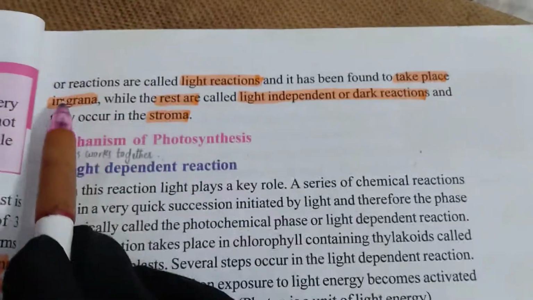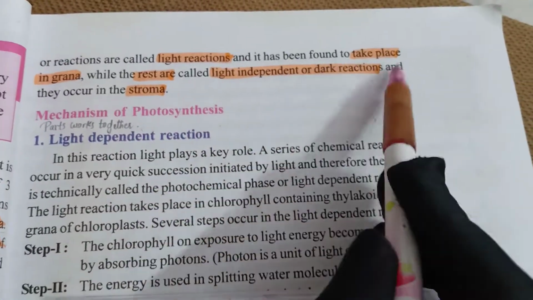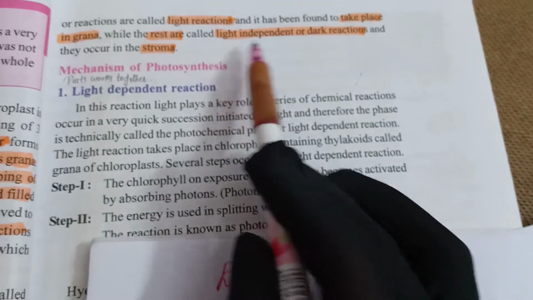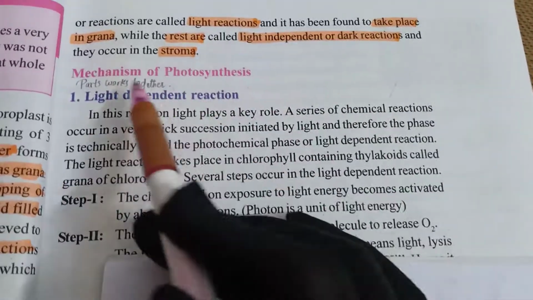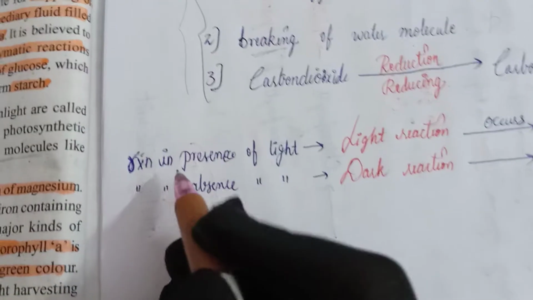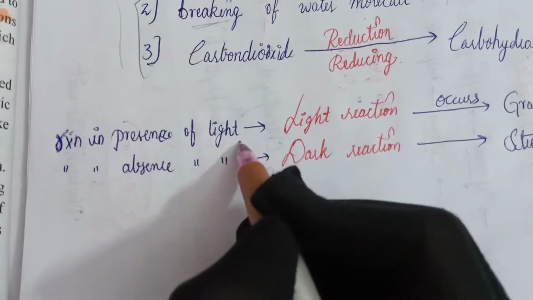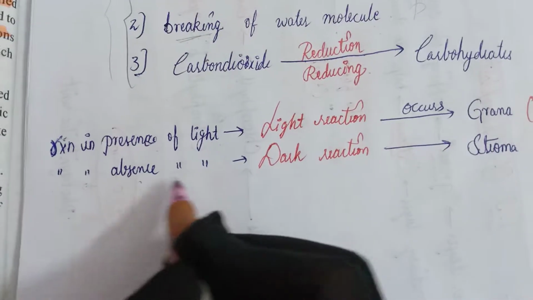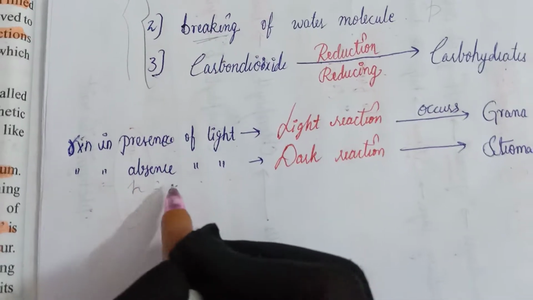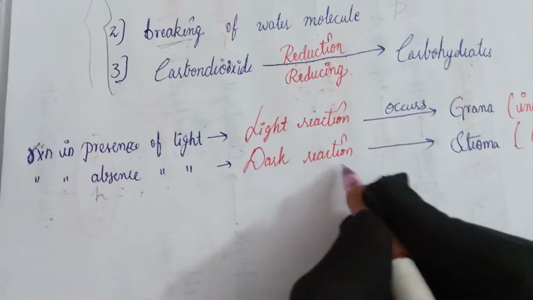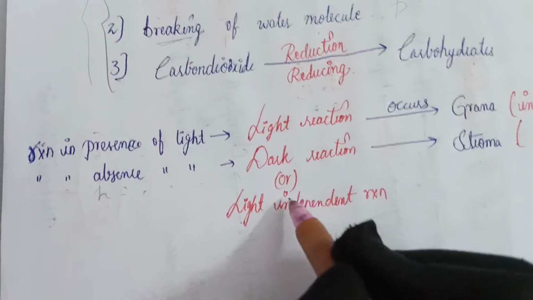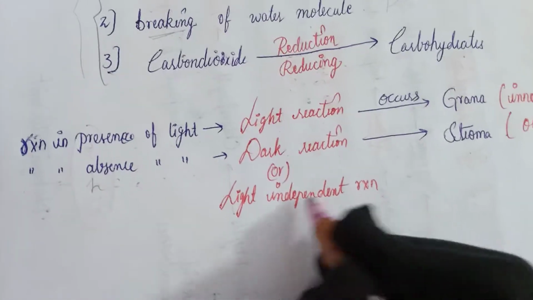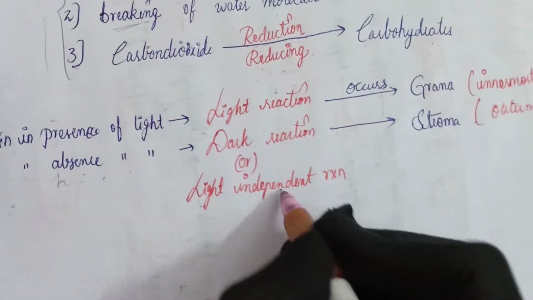And you know what? Light dependent events or reactions are called light reactions, and they take place in the grana, while the rest are called light independent or dark reactions, and they occur in the stroma. This means the reactions which take place in the presence of light are called light reactions, and the reactions which take place in the absence of light are called dark reactions. The dark reaction is also called the light independent reaction, which means the reaction occurs even without light.